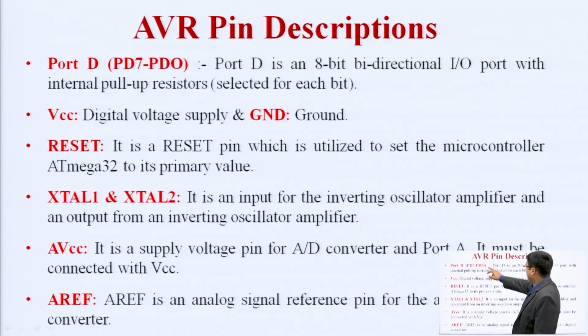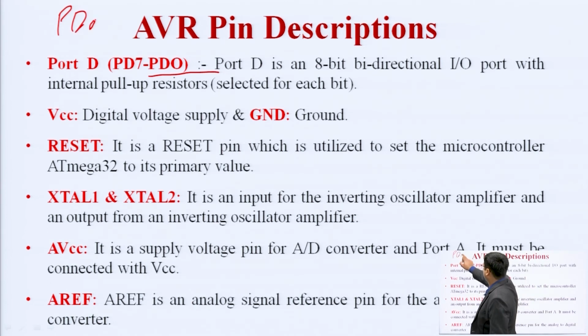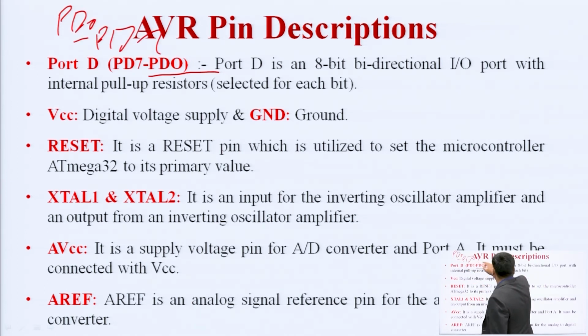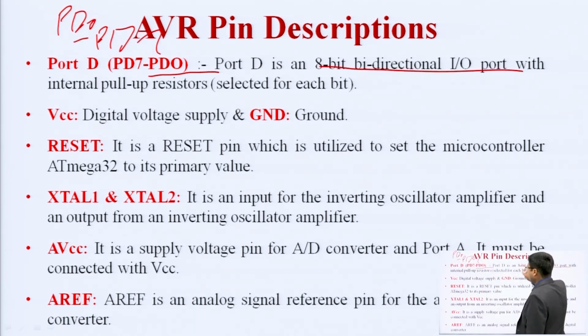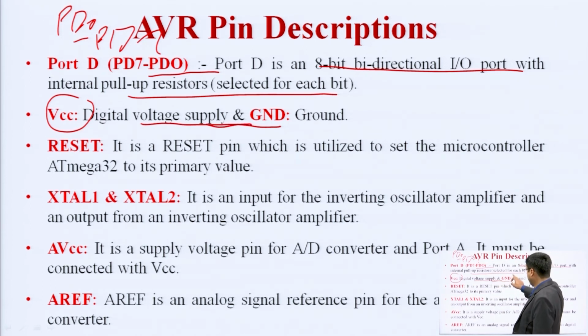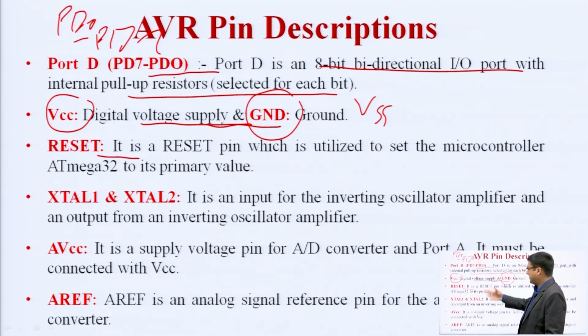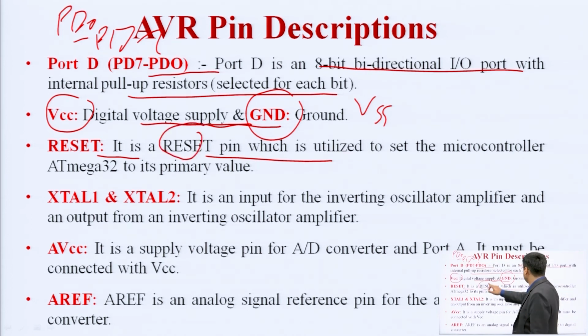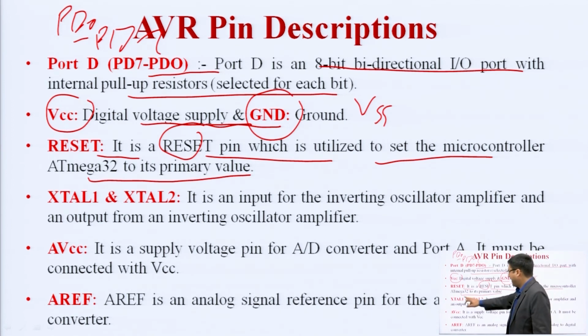So after that, port D is also available. Port D basically varies from PD0 to PD7. So it is also a bidirectional input output port with internal pull up resistors. Okay. VCC is the digital voltage supply, and ground, that is VSS. Reset: when we are resetting the microcontroller, it will go to its initial value. So here in the AVR microcontroller, there is a reset pin available to set the ATmega32 to its primary value.